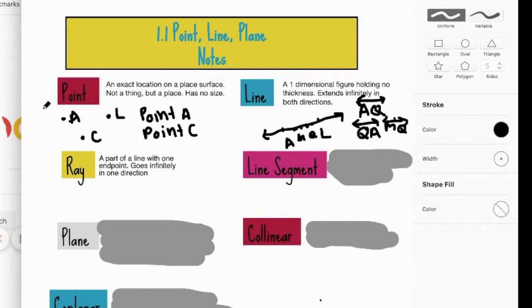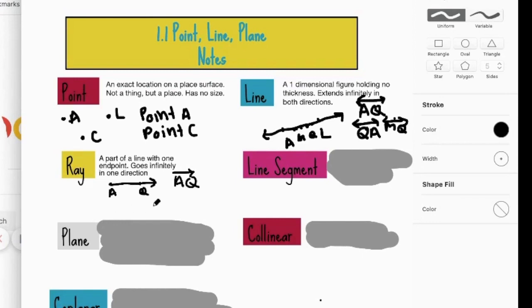We had line AQ. Well, a ray tells me instead of going in both directions, it's only going to go in one direction. So let's say I start at point A, and here's my point Q. One ray could be to start at A, to go through Q, and to keep going forever. The way we would name this ray would be AQ, and we're only going to put an arrow on this one side. And so Q is the side that it's going towards, so it gets the arrow there.